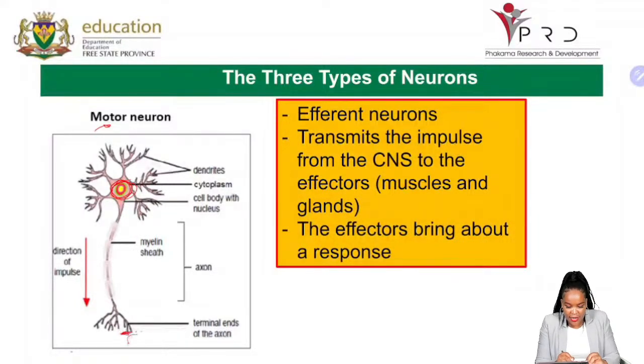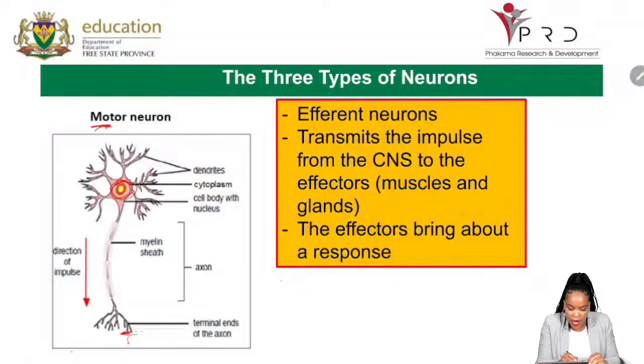So your sensory, remember the cell body is on the side. The interneuron, remember where did we say the cell body was? The cell body was in the middle. And then this one, the cell body is right inside the dendrites. So that is how you know.